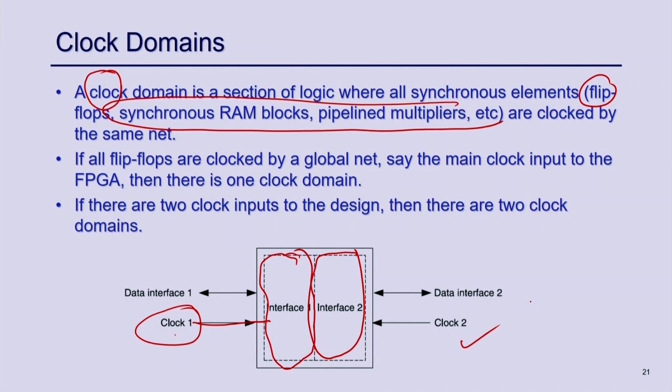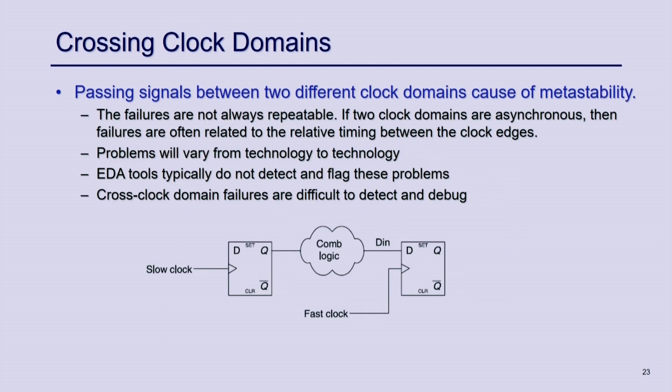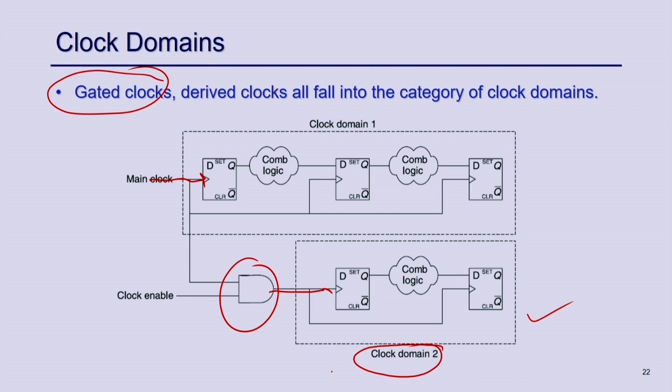If you have multiple clocks, it is fine, but the problem is that whenever you are passing data from one domain to another domain, that will create a problem. Just to specifically say, even a gated clock creates a different clock domain. The main clock comes here and is gated here and goes as a clock to this, and the synthesis tool assumes this is a different clock domain. So, this is clock domain 1, this is clock domain 2. Even this gated clock or derived clock will create different clock domains.